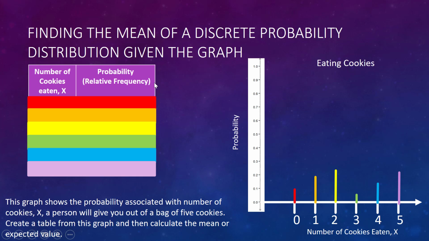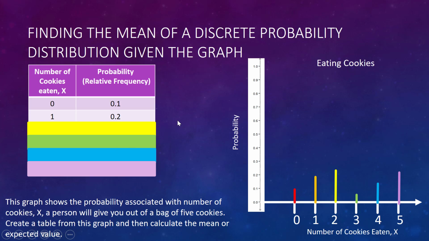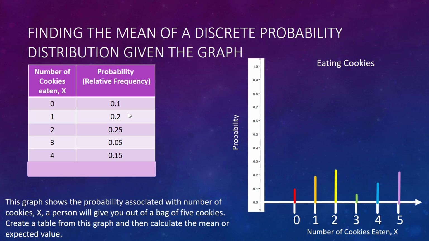So here you can see we have prepped a table. When we look at our graph, the first bar goes up to 0.1. So the probability that you get 0 cookies is 0.1. Likewise, we can see the probability of being given 1 cookie is 0.2, 2 cookies is 0.25, 3 cookies is 0.05, 4 is 0.15, and lastly 5 is 0.25.